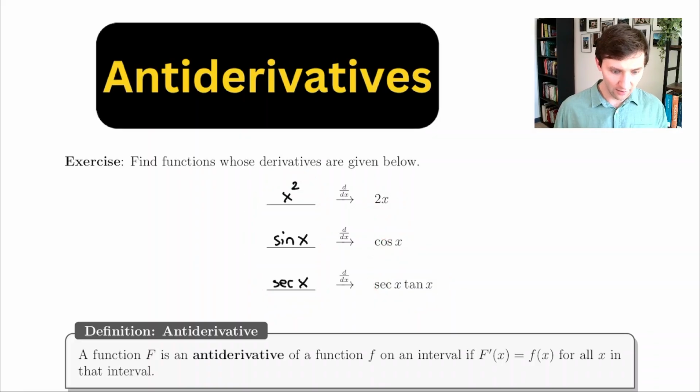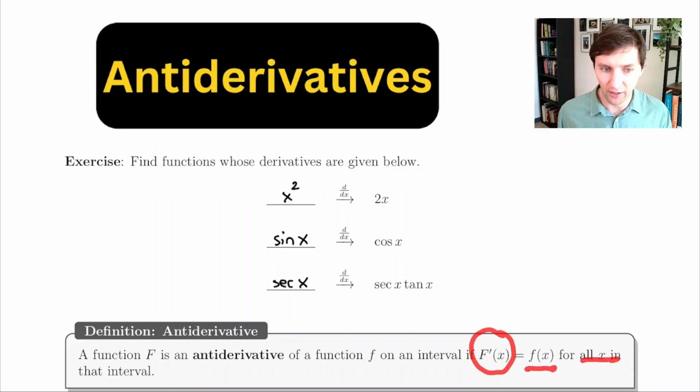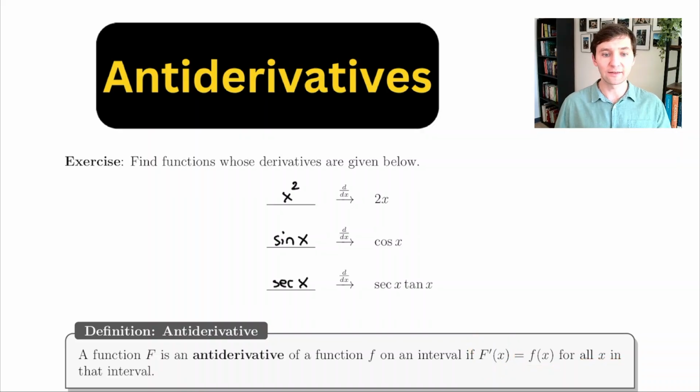In general, a function capital F is an antiderivative of a function small f on an interval if the derivative of the capital F function equals small f of x for all x in that interval. In general, we denote antiderivatives by capital letters.